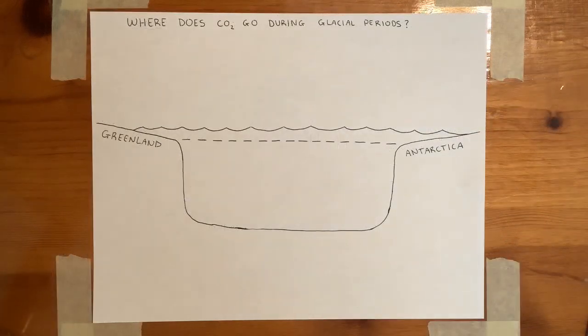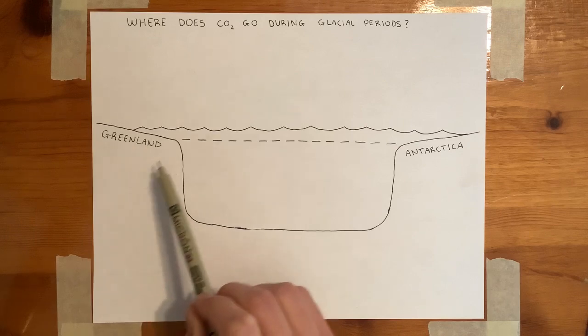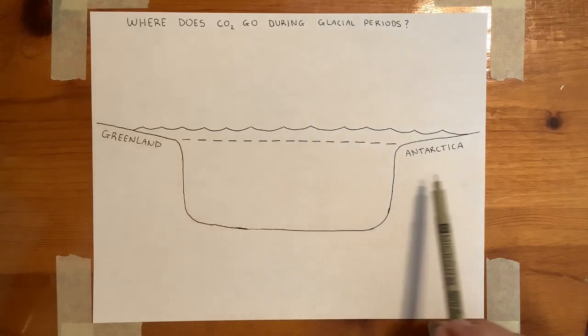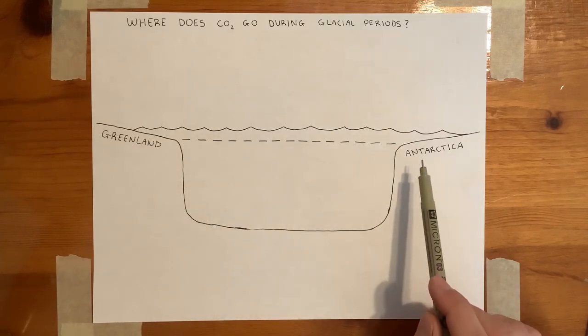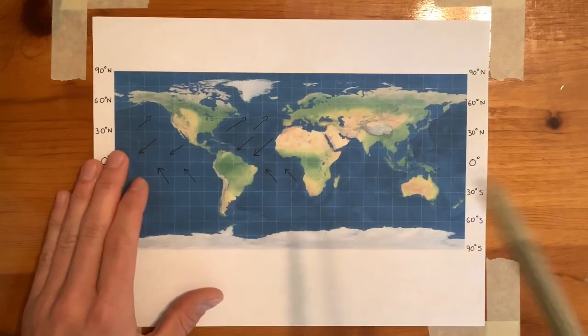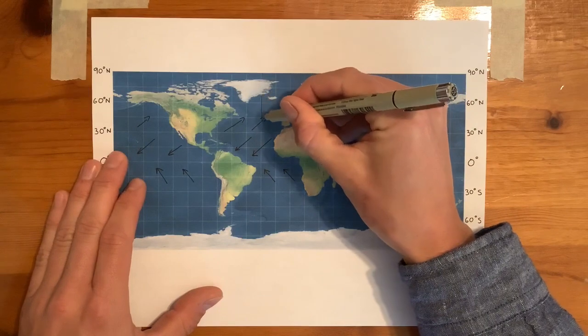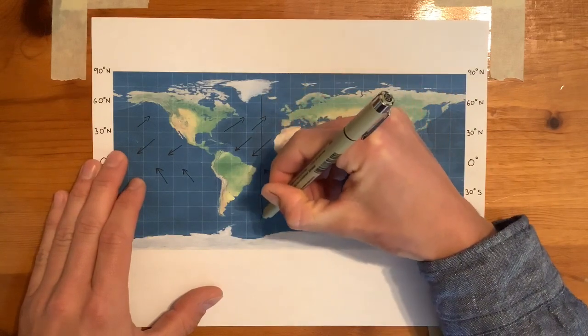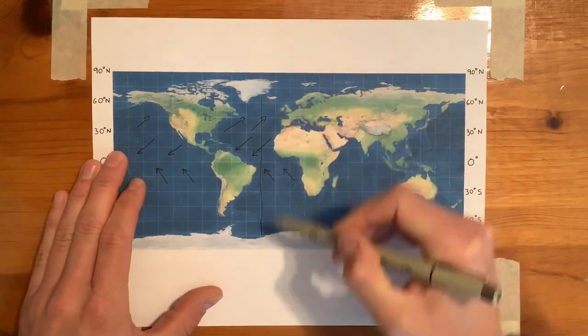Okay, so here is sort of a schematic cross-section through the Atlantic Ocean from the North Pole, where Greenland is, down to near the South Pole, where Antarctica is. So you can sort of imagine just taking a straight line right down the middle of the Atlantic, going from Greenland down to Antarctica.